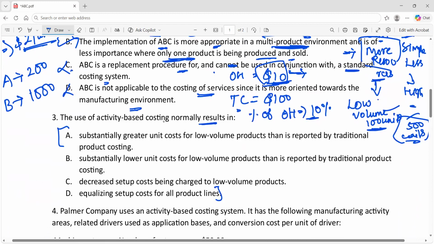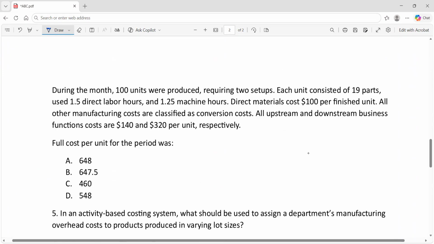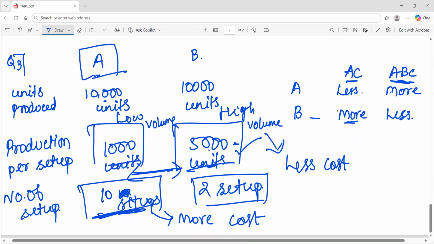Now read the options. Option A says substantially greater unit cost for low volume products than it is reported by traditional product costing. So obviously option A is the right answer. Why? Because in traditional costing, the high volume product gets more costs, and the low volume product gets lesser overheads absorption. That is what we saw over here. Absorption costing means the high volume product is absorbing more overheads and the low volume product is absorbing lesser overheads. But in activity-based costing, it is the other way around.